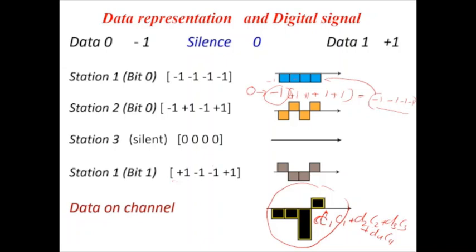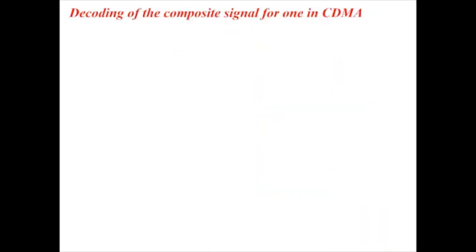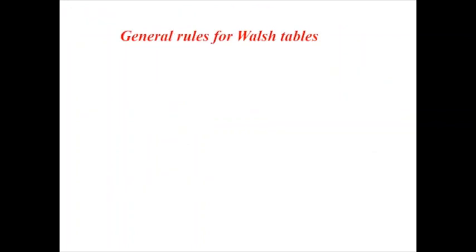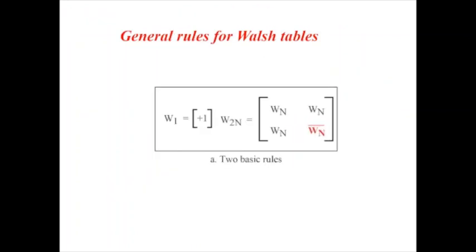Next, we talk about sequence generation. How exactly will these sequences be generated? To generate these chip sequences, naturally the question arises, how do we arrive at plus 1, minus 1, minus 1, plus 1? To generate this, we use a Walsh table, which we will discuss. How exactly these things are generated is done with the help of the Walsh table.